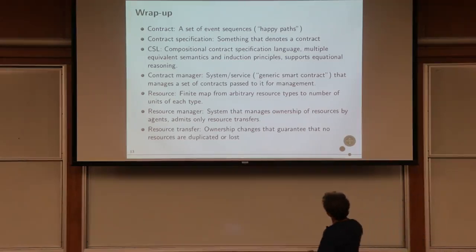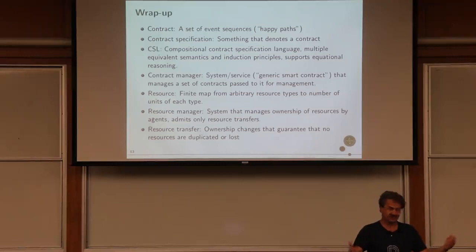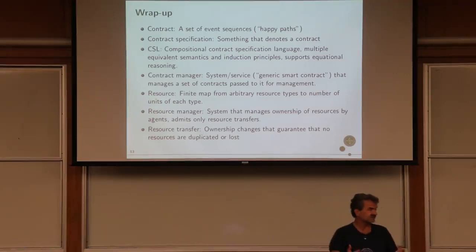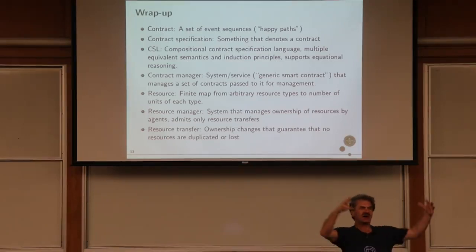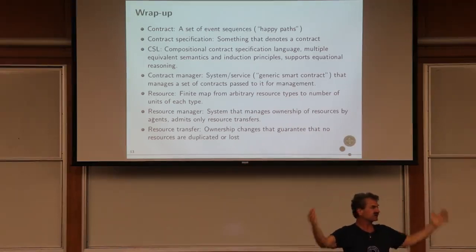So we've modeled contracts as a set of event sequences, happy paths. They're a protocol, they don't get executed, they don't execute anything, they're not a program. A contract specification is something that denotes such a thing, and CSL is a language that contains contract specifications. And it's compositional because we have seen very simple semantics. These domains we used are not high dimensional domains, which would indicate there are a lot of dependencies on contexts in order to make them fit together.